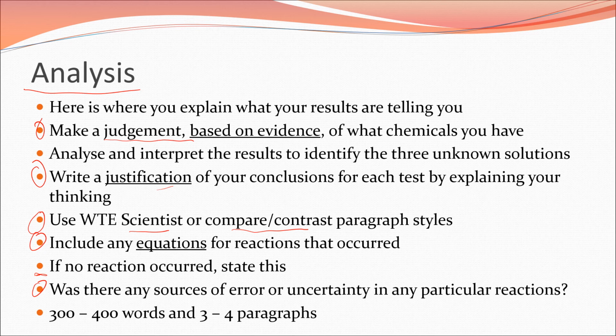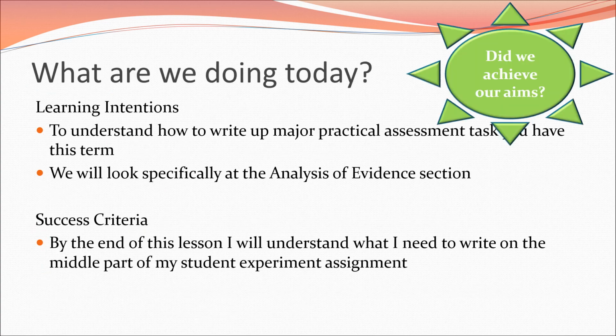A little bit of a bigger section, 300 to 400 words, 3 to 4 paragraphs, give or take. But it's all about the results told me this. From that, I think my chemicals are this, this, and this for these reasons. Here's my equations. Here's what I think my errors or my uncertainties were. That's the bulk of this section. There's a lot of writing in this, but there's only two main bits that you've got to do.